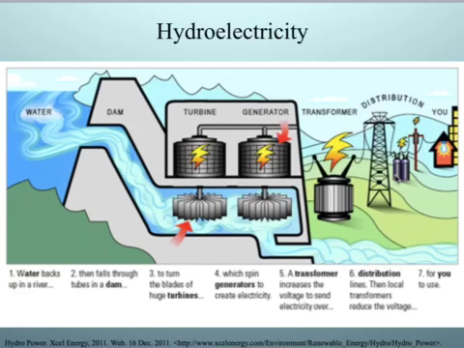So here's a cross-section of a dam. The water is channeled through a tube, and this will turn the turbines, which generates electricity.